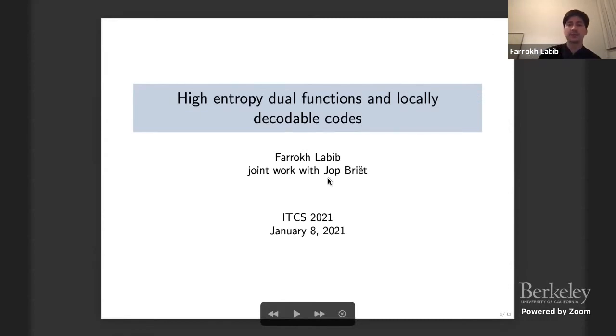So my name is Farrokh Labib. This is joint work with Briet on high entropy dual functions and locally decodable codes. So I will first explain a certain interesting connection between locally decodable codes and Zémor's theorem with random differences, and show how certain objects called dual functions play a role here.